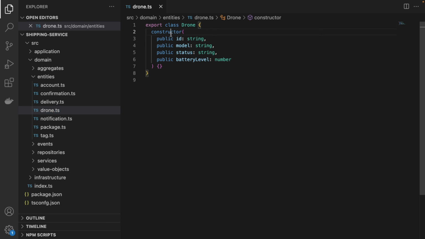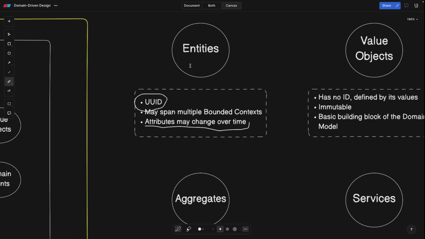So it's basically a constructor that accepts multiple things: ID, so that's why it's unique, status, battery level, and so on. Okay, this is an entity.